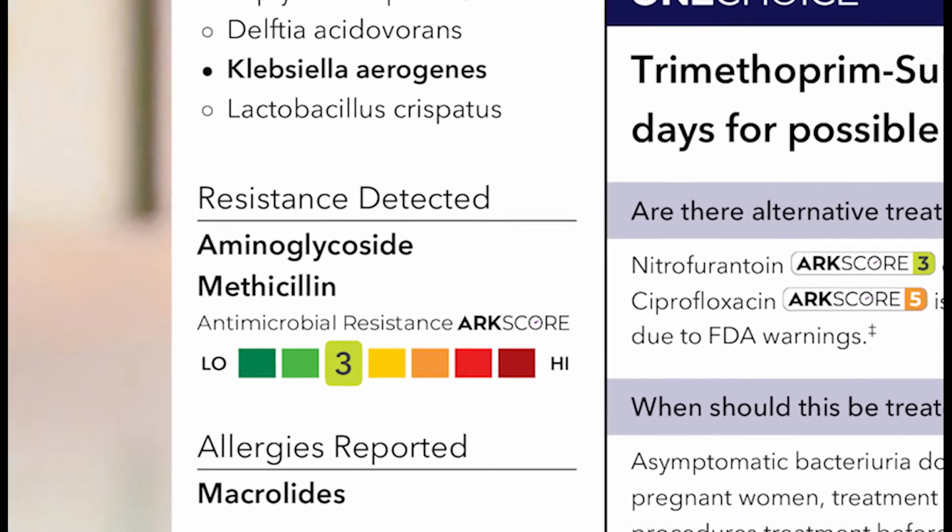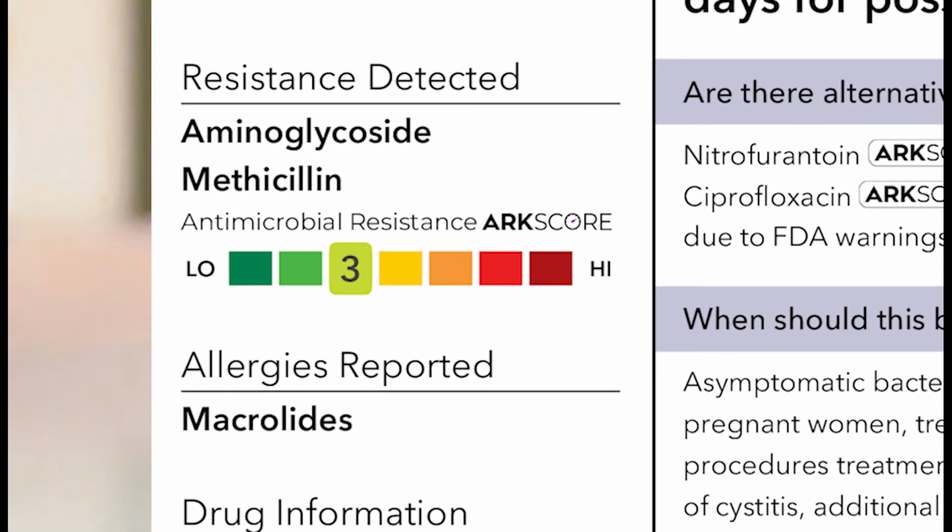The next thing you'll see on the left side of the page is resistance detected. In this case, we're seeing that aminoglycoside and methicillin resistance genes have been detected. Again, the OneChoice factors this in, so when we recommend an antibiotic, it will be able to work in the presence of these resistance genes. There is an antimicrobial resistance ARC score assigned to the collective resistance that is found, and the higher the score, the more implications that resistance has.